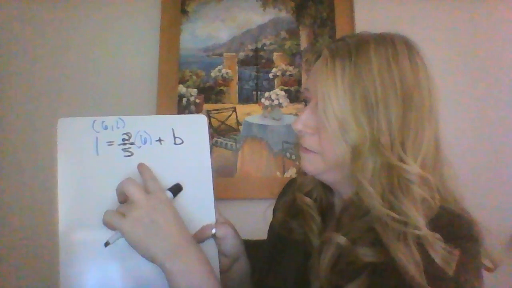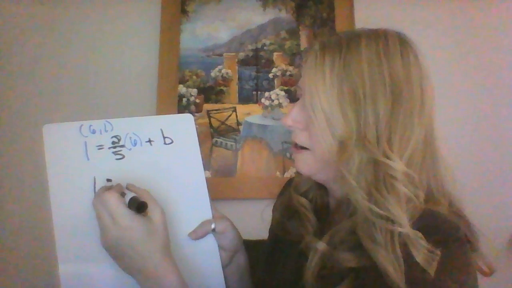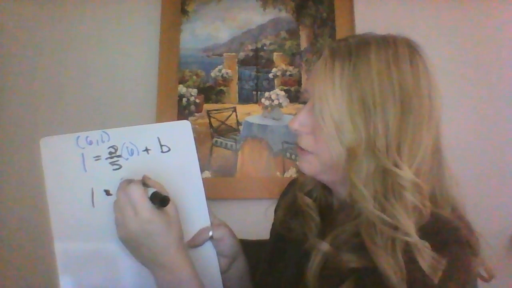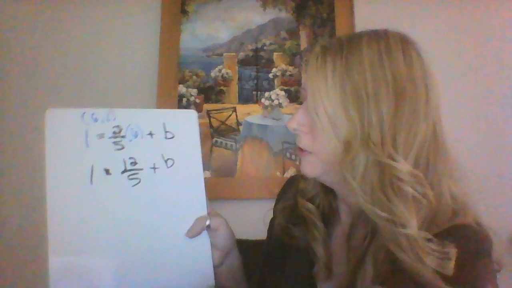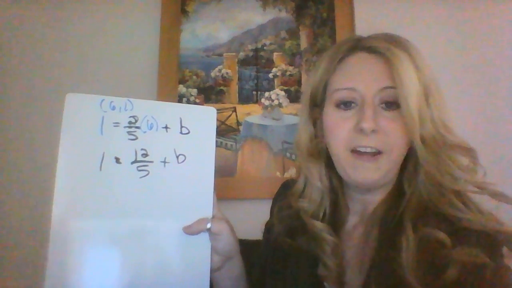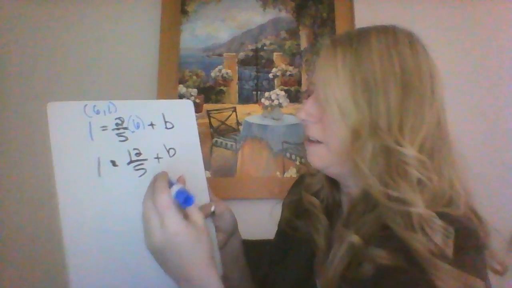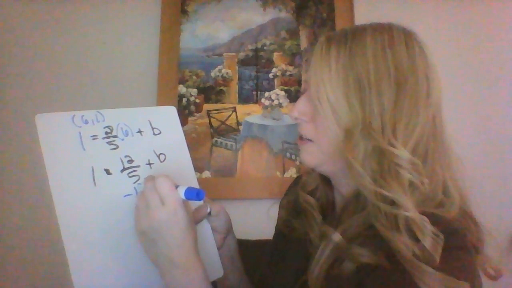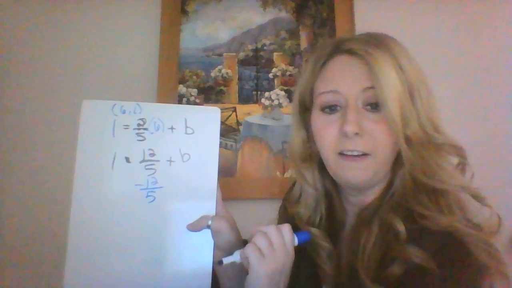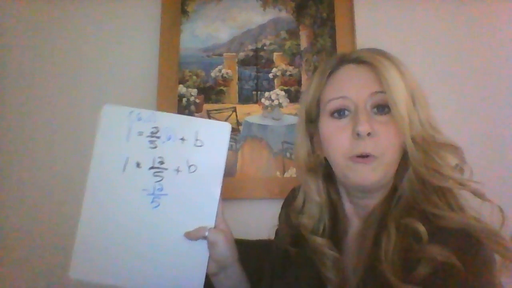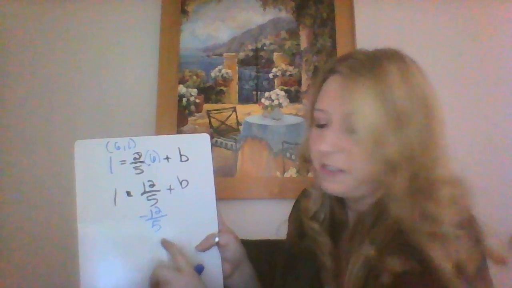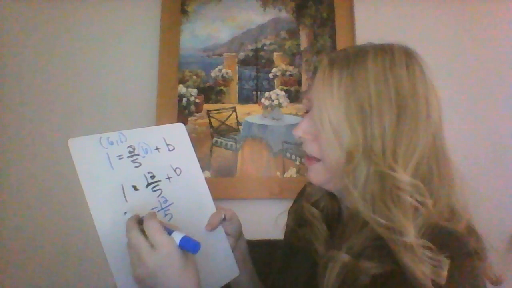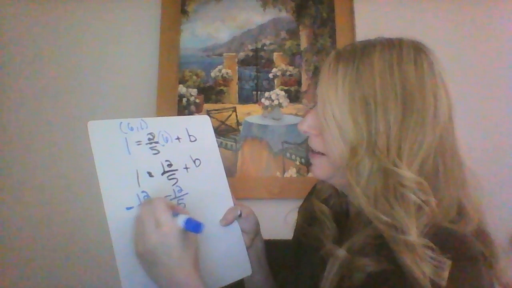First thing we need to do is some simplifying here on the right side. I'm going to go ahead and multiply: 2 times 6 would be 12, so we have 12/5 plus b. Now we want to get b all by itself, which means I want to get rid of this 12/5. Since it's positive 12/5, if I were to subtract 12/5, that would equal 0, and then we wouldn't have anything left on that side except b. Remember, when we're solving equations, anything we do to one side, we're going to do the same to the other side. So if we're going to subtract 12/5 from the right side, then we also need to subtract 12/5 from the left side.